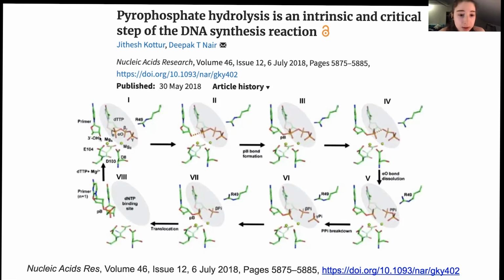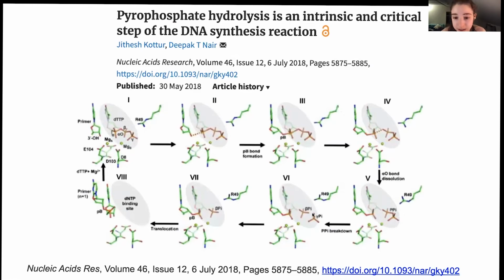This magnesium is helping lower the pKa of this OH group so that it can get deprotonated and act as a nucleophile. Then you see you have this bond forming. And so this bond is forming and this bond is breaking. So remember with the SN2, you have one bond forming and the other bond breaking. And so this is happening. You have these magnesium ions helping stabilize this intermediate. So now you have this bond formed and this bond broken.